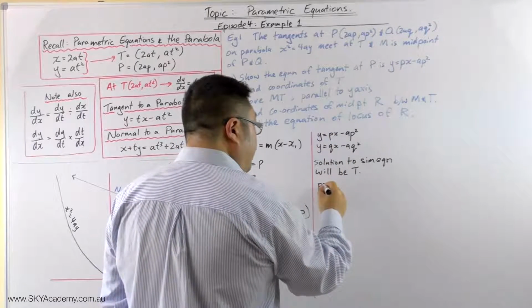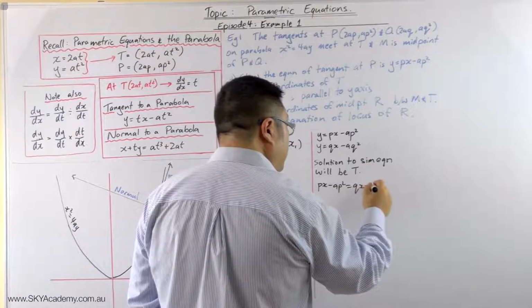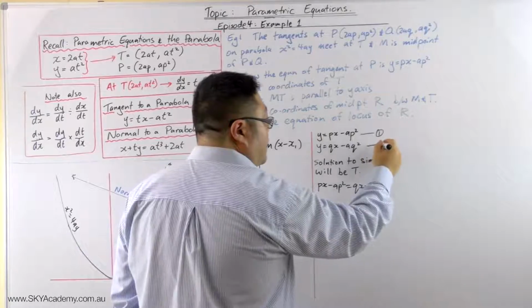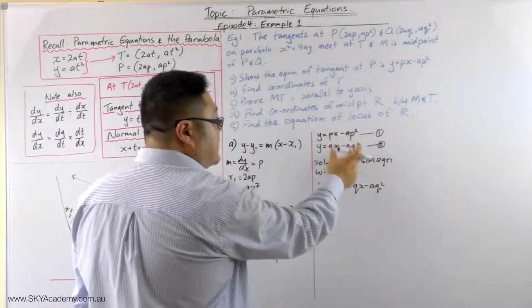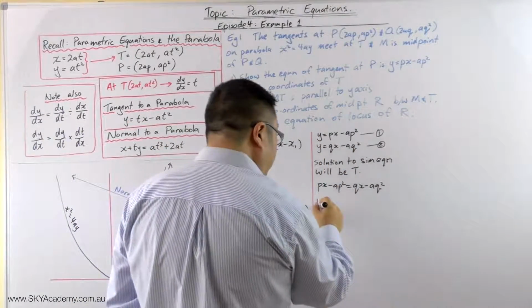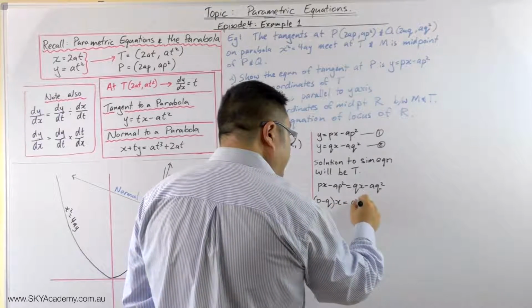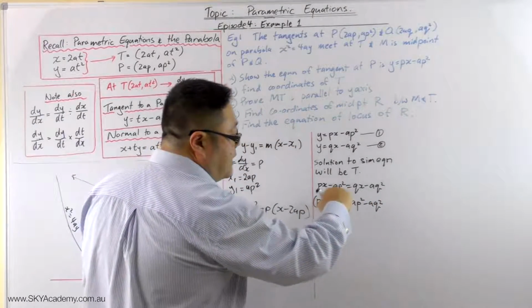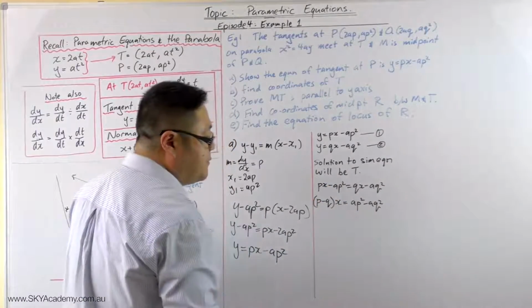So we've got px minus ap squared is equal to qx minus aq squared, right? So basically what I've done is take equation 1, take equation 2 and equate them together, okay? So this is equal to that because they're both equal to y. Solve that, you've got (p minus q)x is equal to ap squared minus aq squared, right? I've taken this bit here, brought it to the other side, and that minus becomes plus.